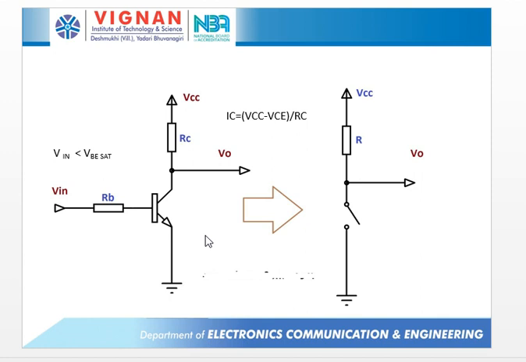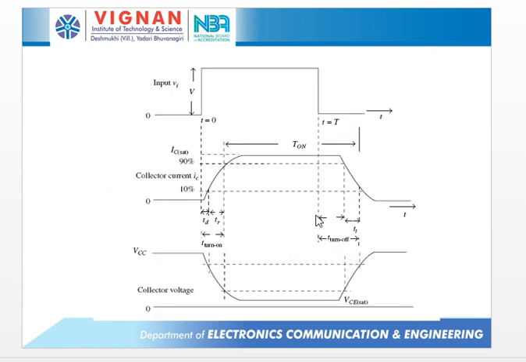According to VBE sat, we can get the collector current. The collector current we can calculate by using the formula (VCC minus VCE) by RC. Now we have to see how our collector current changes according to the given input voltage.